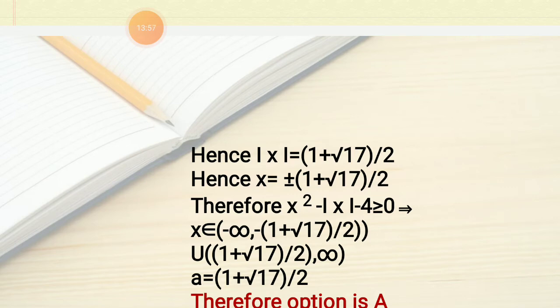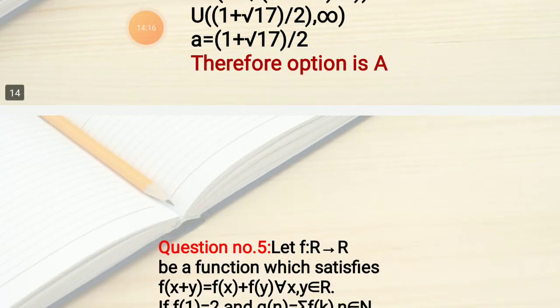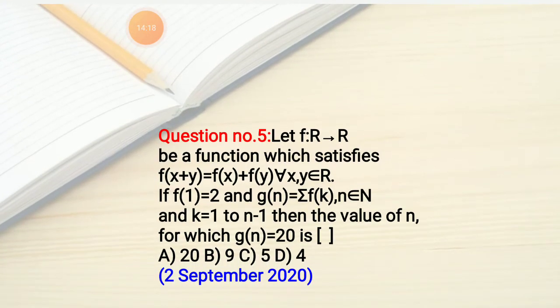Therefore by comparing, x belongs to minus infinity to minus of (1 plus root 13) by 2 union (1 plus root 13) by 2 to infinity, comparing this with x belongs to minus infinity to a union a to infinity, we get a is equal to (1 plus root 13) by 2. This is the solution. Option is A. It is also a very good question asked in September 2020. So next, question number 5.